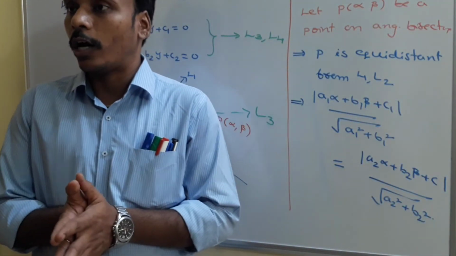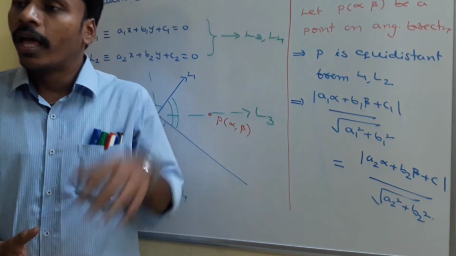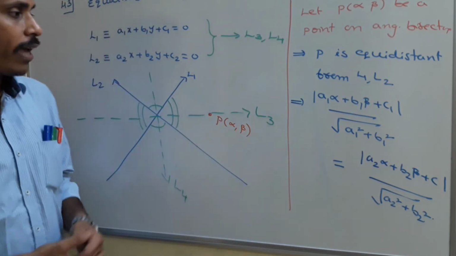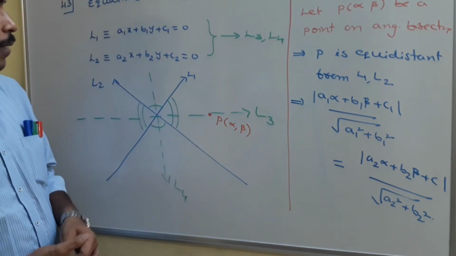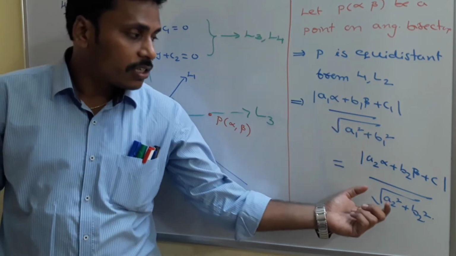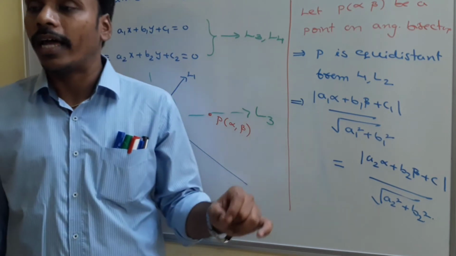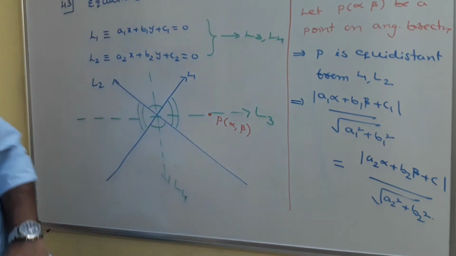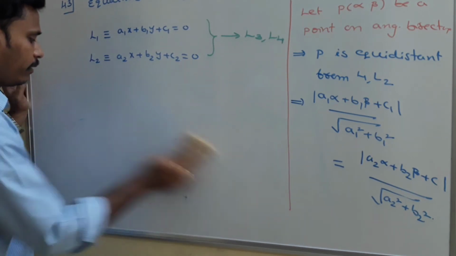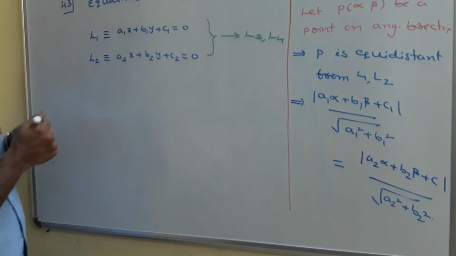The distance formula is modulus of a x1 plus b y1 plus c divided by root of a square plus b square: substitute the point in the line, divided by the root of the x coefficient square plus the y coefficient square. With that property, this is the distance from alpha beta to L1, and this is the distance from alpha beta to L2. Alpha comma beta is a locus point. And at the end, how can we generate the equations?